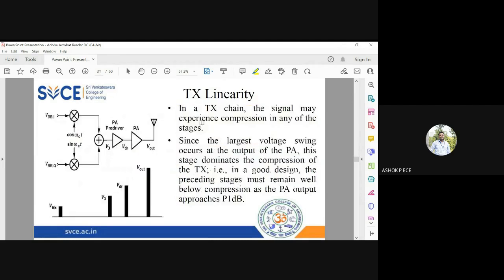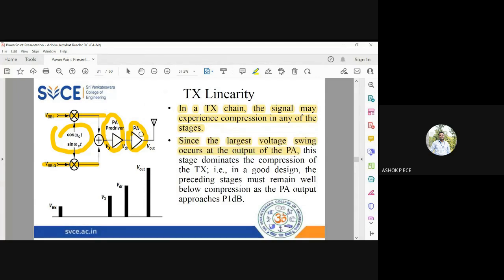So to ensure that, in the transmission chain, we are going to have several stages. Initially we have the in-phase and quadrature-phase signals, multiply by LO, add them, then you have a pre-amplifier, then you have an actual power amplifier, and then the output is going to be transmitted. So the largest voltage occurs at the output of the PA.